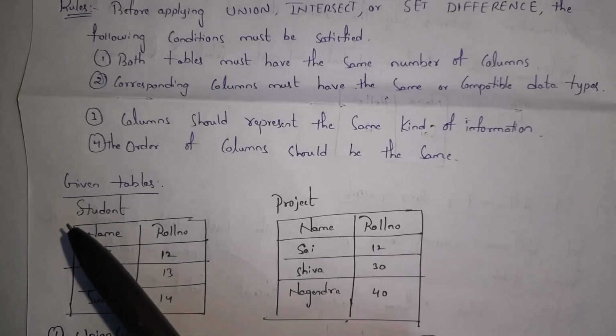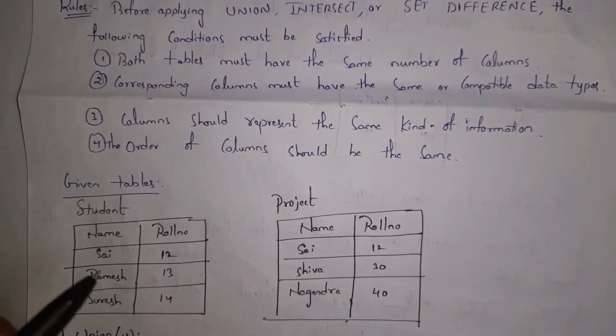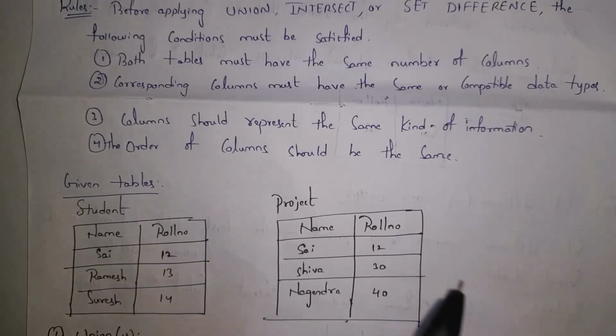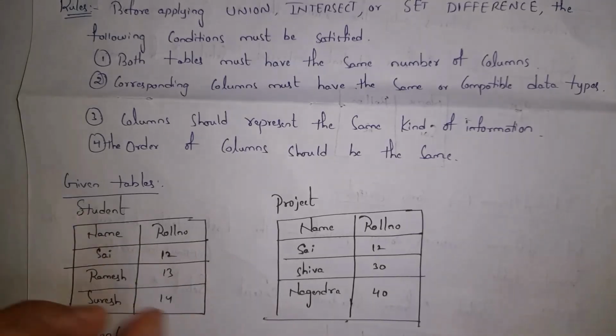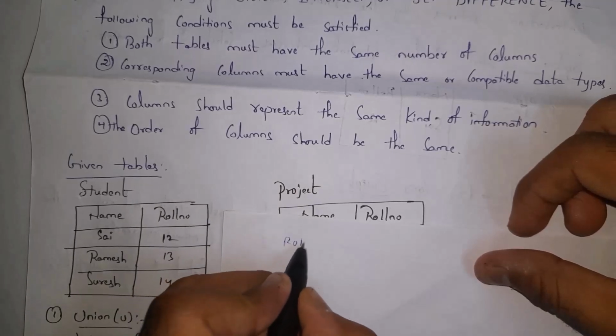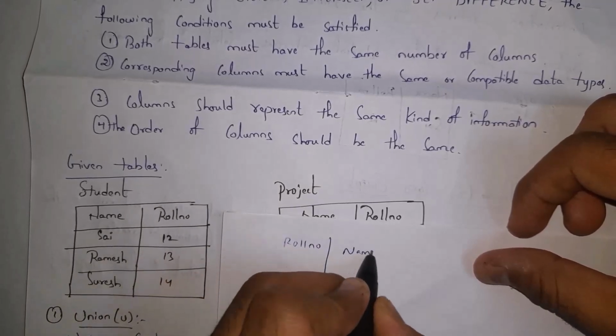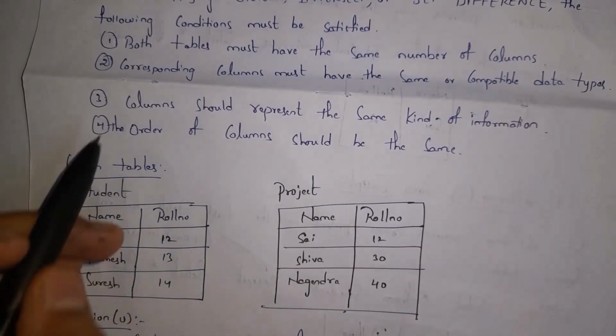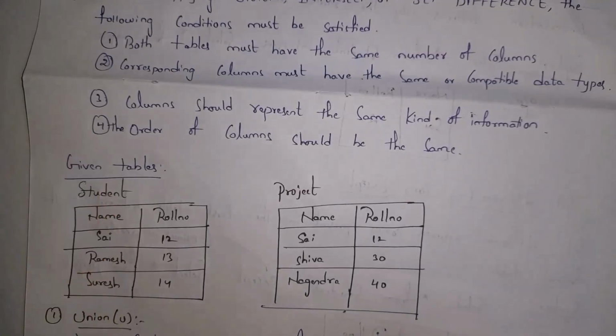And the fourth condition is the order of columns should be the same. If you consider, the first column represents name and the second column represents roll number. Similarly here also, the first column represents name and the second column represents roll number. So the order is the same. For example, here for project, if the first column represented roll number and the second column represented name, then the order is not the same. So if you want to perform union, intersection or set difference, the order must be the same. So condition 4 is satisfied. Now we can apply union, intersection and set difference to these tables.